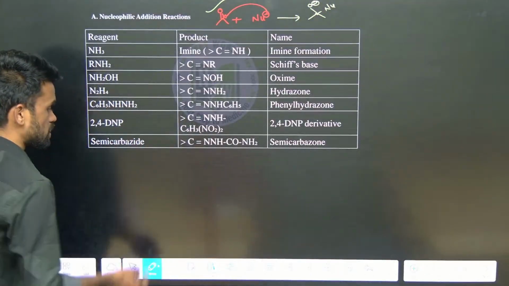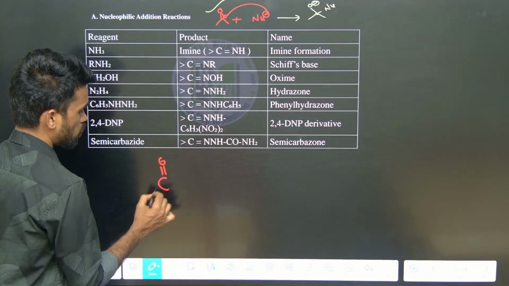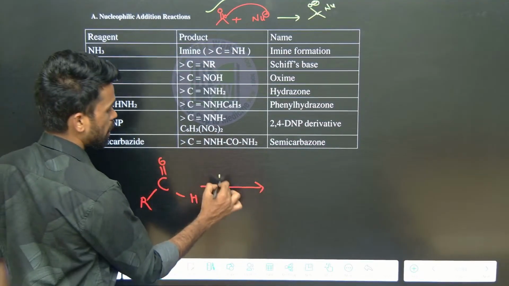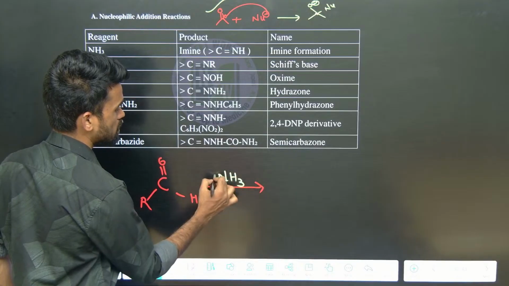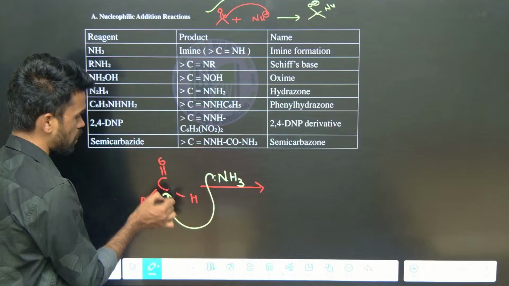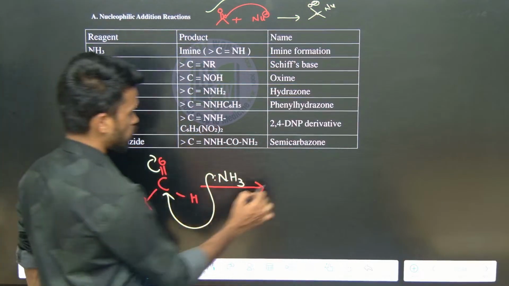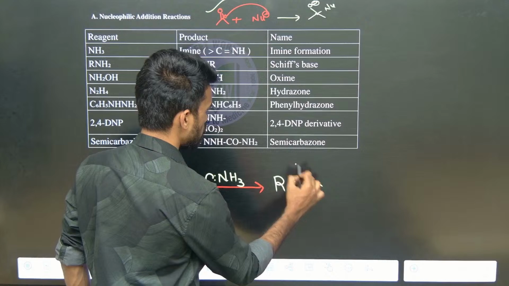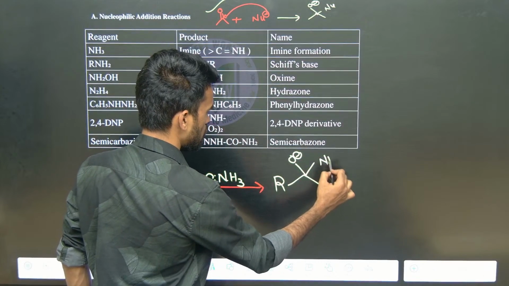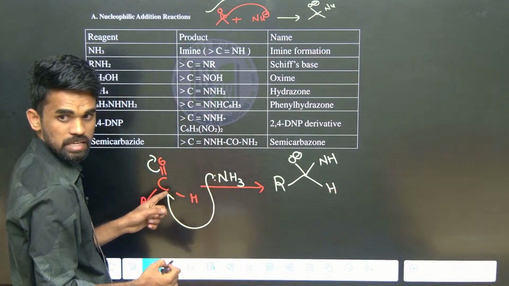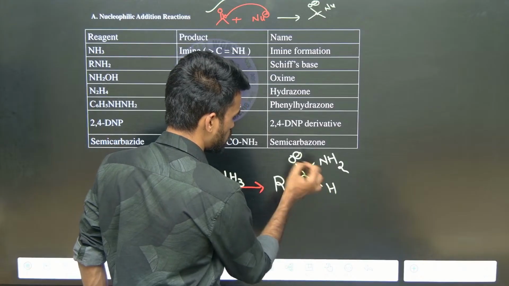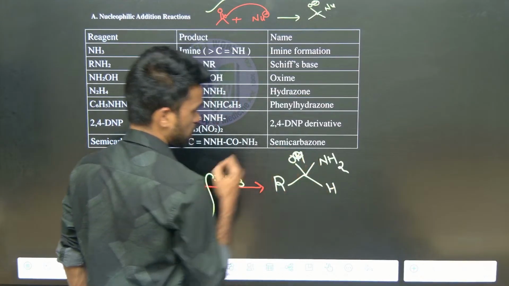See, first thing, C double bond O with R and H, let us say this is the carbonyl group we have, and I am taking our nucleophile as ammonia. What is our nucleophile? Ammonia. Now what happens is the ammonia lone pair can attack on this carbonyl group carbon, okay. Now what happens? R, C, O minus, H, and N H, this lone pair attacking here now, so it becomes NH3 plus, so I am writing NH2, and that proton is transferring here like this, okay.